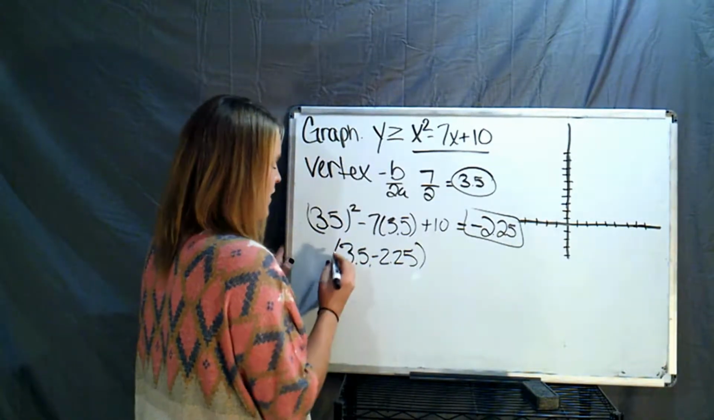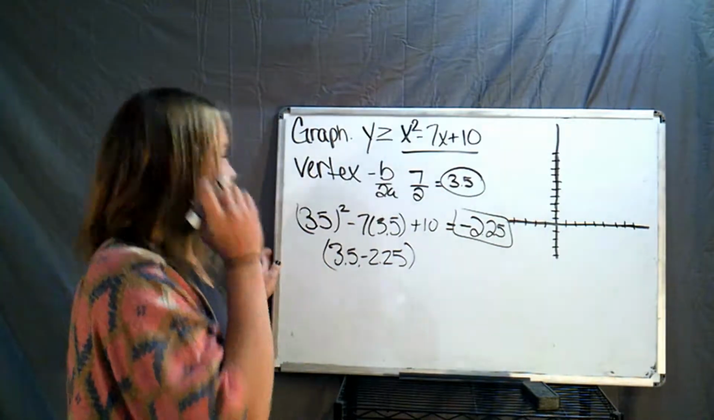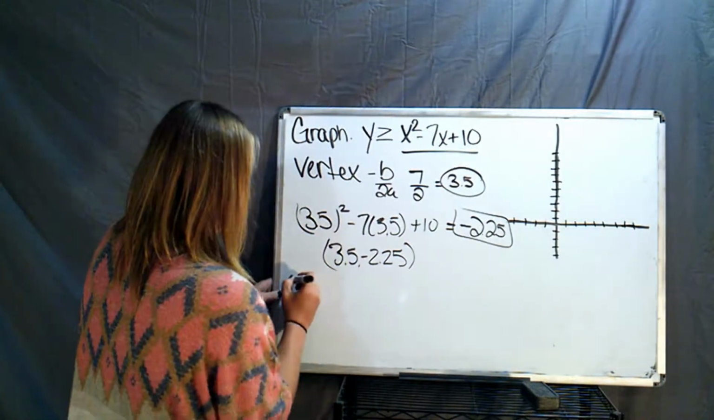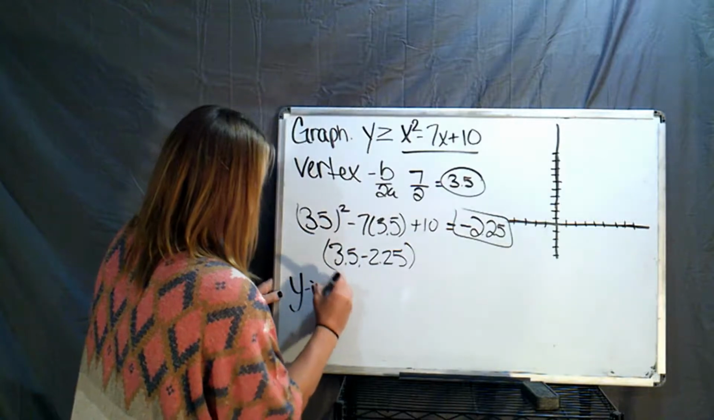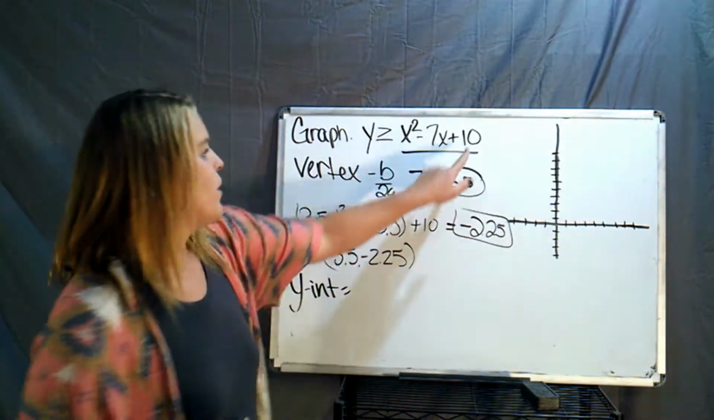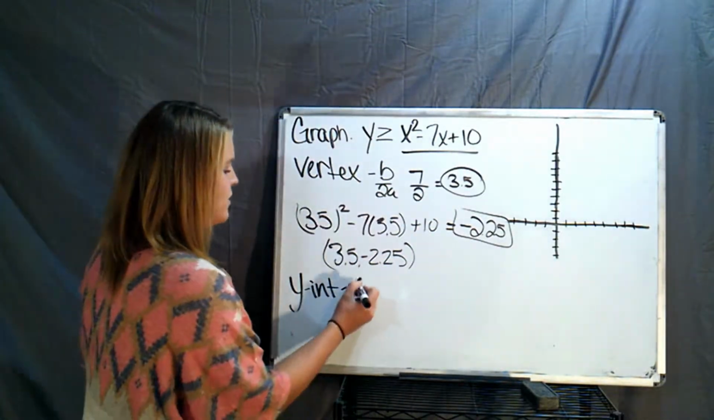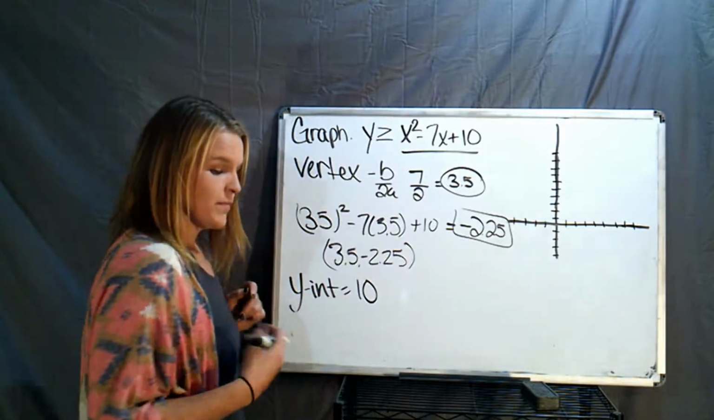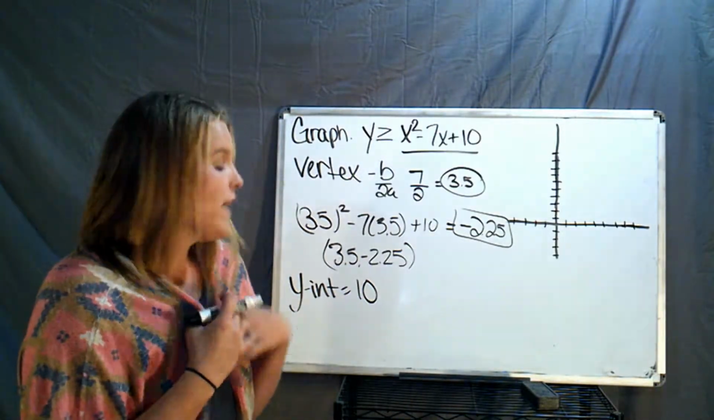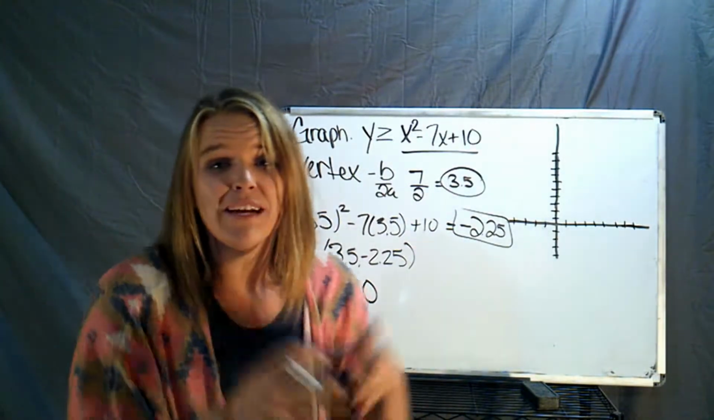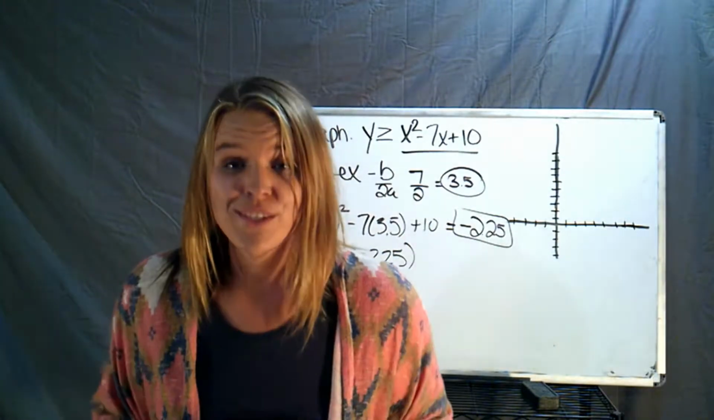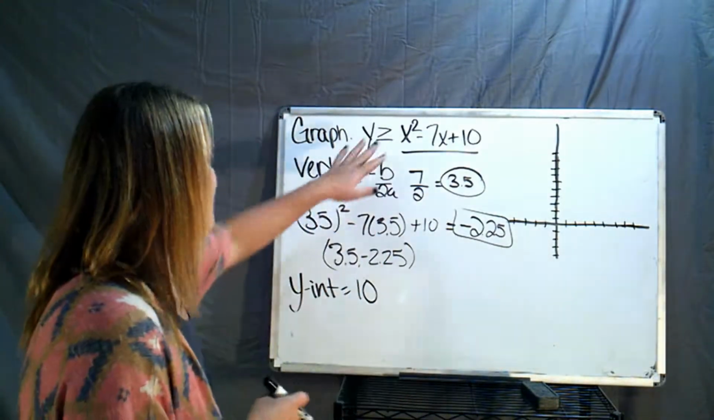Okay? And the next thing I want to do is, what is my y-intercept? Our y-intercept is equal to our c, so my y-intercept is 10. And how do I find my x-intercept? I can find the roots of my equation, I can find the zeros of my equation, same thing. So I'm going to factor this.